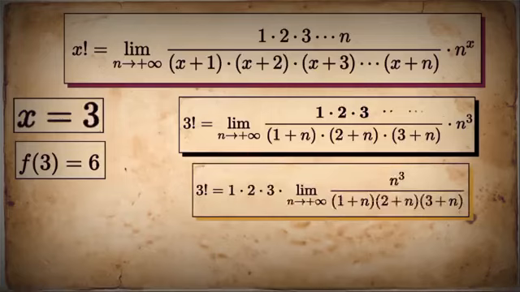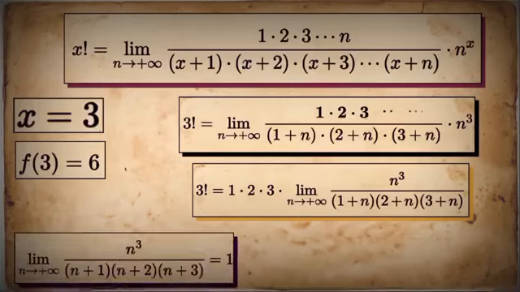The 3 factorial in the numerator, 1 times 2 times 3, can be pulled outside the limit since it does not depend on n. Outside the limit, we have 1 times 2 times 3. Inside the limit remains n cubed divided by the product of n plus 1, n plus 2, and n plus 3. As n grows without bound, this ratio tends to 1.